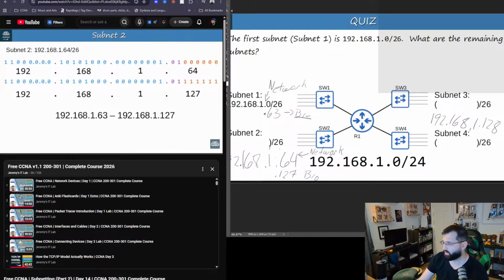Wow, I made this way more complicated than it needed to be. Each group is supposed to have 64, right? So every time you add 64, it should give you the next one. I made this so much more complicated trying to figure out the network. So 64 plus 64 is 128, plus another 64 is 192. To clarify, where I was getting messed up is I was confusing the broadcast with the start of the next subnet.